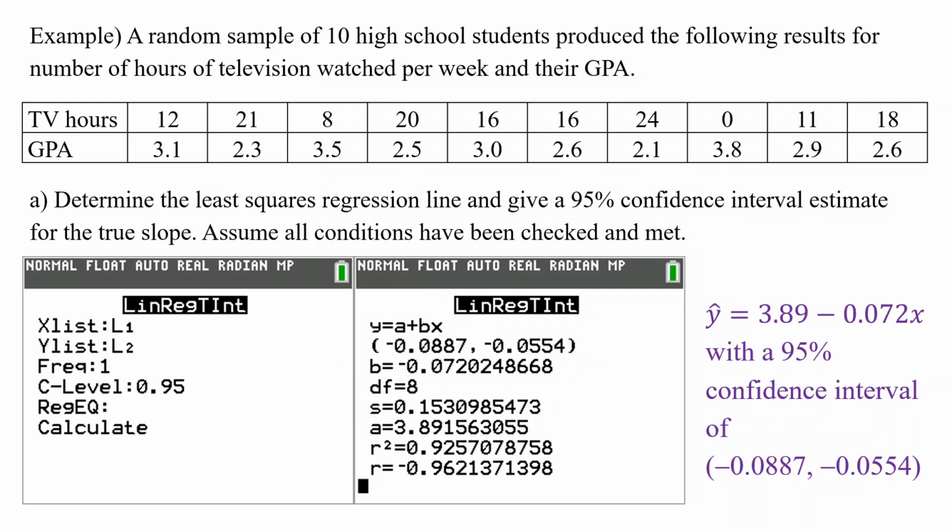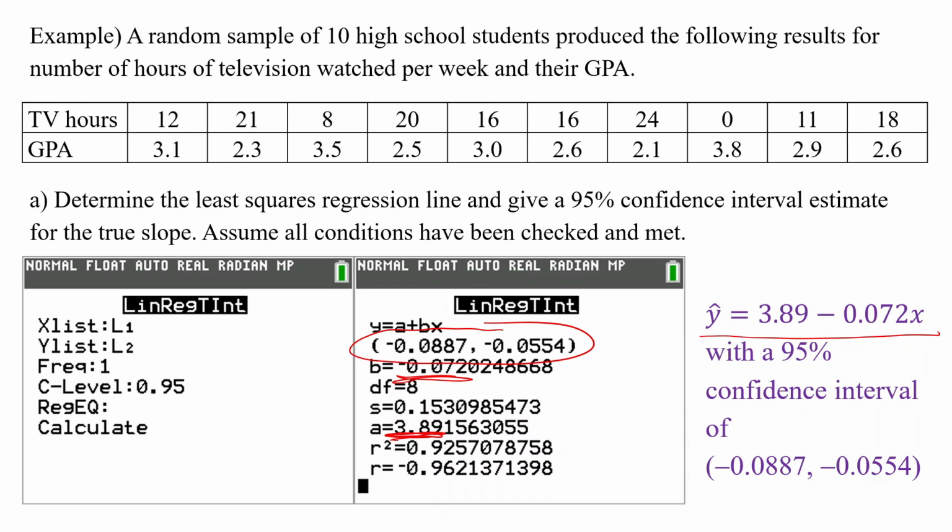Now, it wanted us to determine the least squares regression line and then a 95% confidence interval. So we would just report what we have on our calculator, right? We have our y hat equal to 3.89, which was our a value, our y-intercept, minus 0.072, and a 95% confidence interval right here.